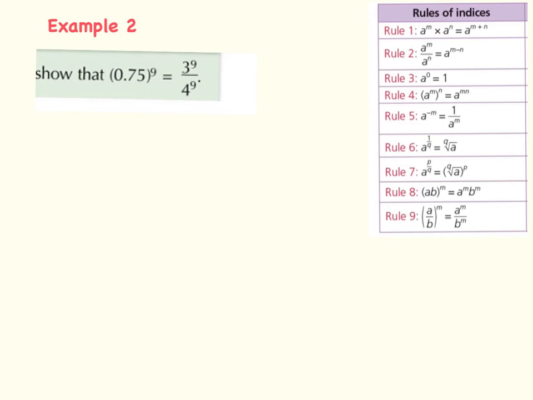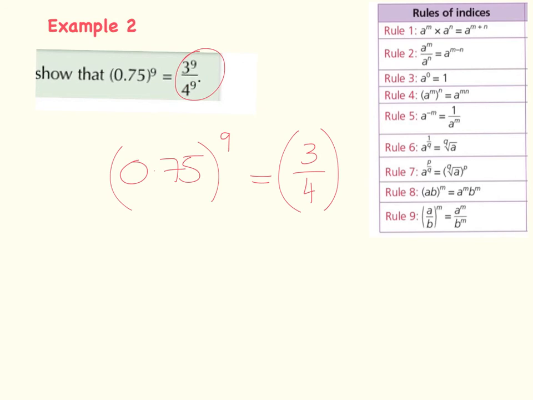Okay, the next question we're looking at is using the laws of indices, show that 0.75 all to the power of n is equal to 3 to the power of n divided by 4 to the power of n. So we have now got 0.75 to the power of n, and we want to make it equal this. Well, another way of writing 0.75 is writing 3/4, and that's all to the power of n. Now, if that was the case, what law could I apply here to help me get that to be 3 to the power of n divided by 4 to the power of n?